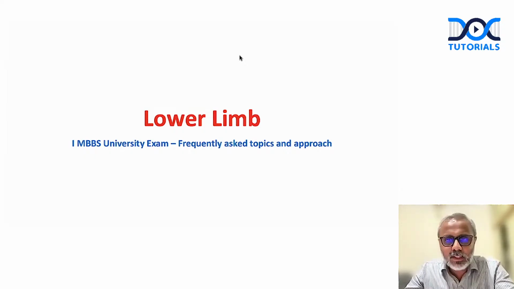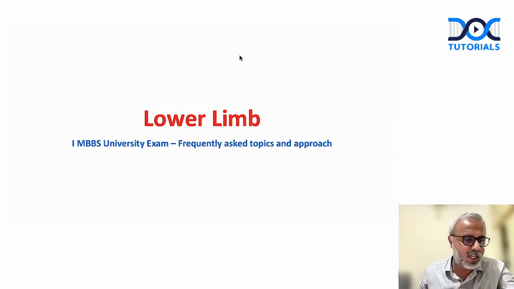This is episode 5 of Anatomy, where we will be discussing the most frequently asked questions from the chapter of lower limb. So till now we have covered head and neck, neuro, thorax, and upper limb. So let's try to learn about some of the important topics that are very frequently asked from the section of lower limb.